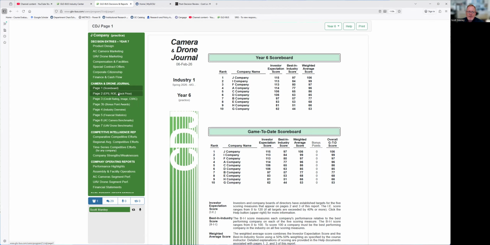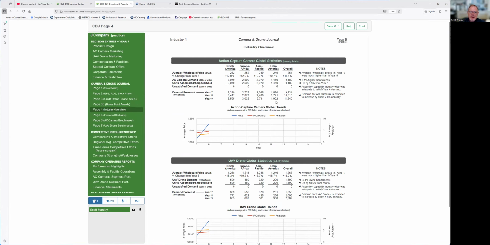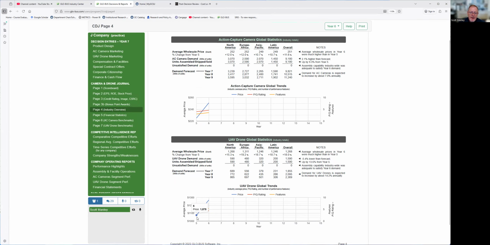What was my strategy? So to get a little bit deeper into that, we need to take a look at the industry overview. Okay, so for the industry, the blue line will show us our price. In year 5, the average price for the camera was $225. In year 6, it was $251. And in year 5, the average price for the drone was $1,075. And in year 6, it was $1,268.